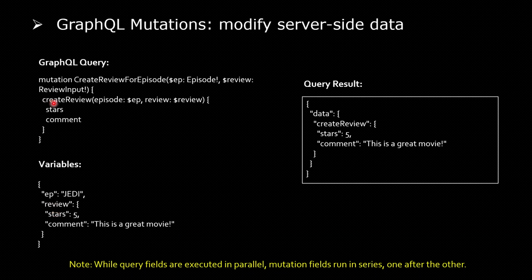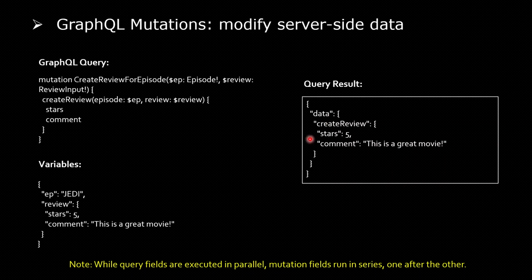So these variables will go to this query and then it will be sent to the server, and the server will say, okay, here is the data I have received from you. I have performed the operation and I have created a review, and you have given me 5 stars for this Jedi episode, and this is your comment.